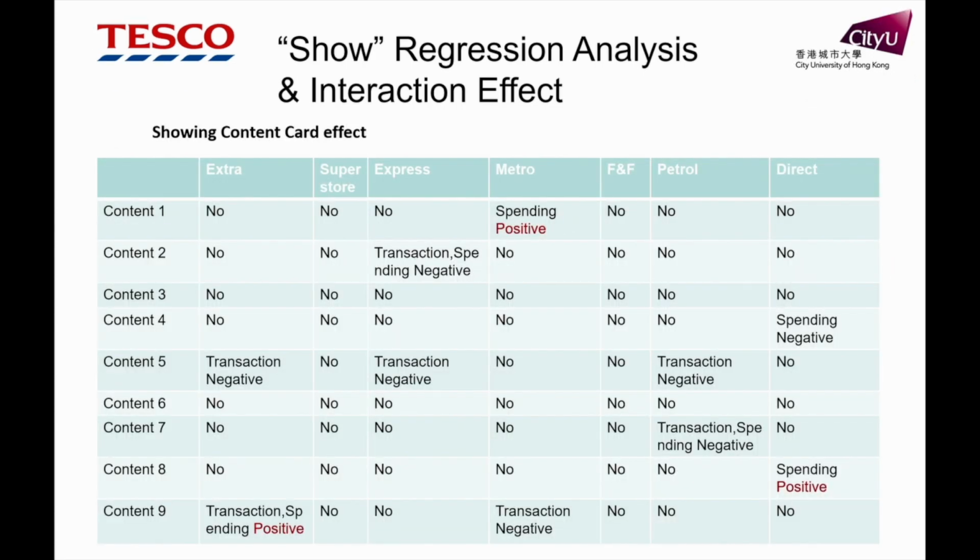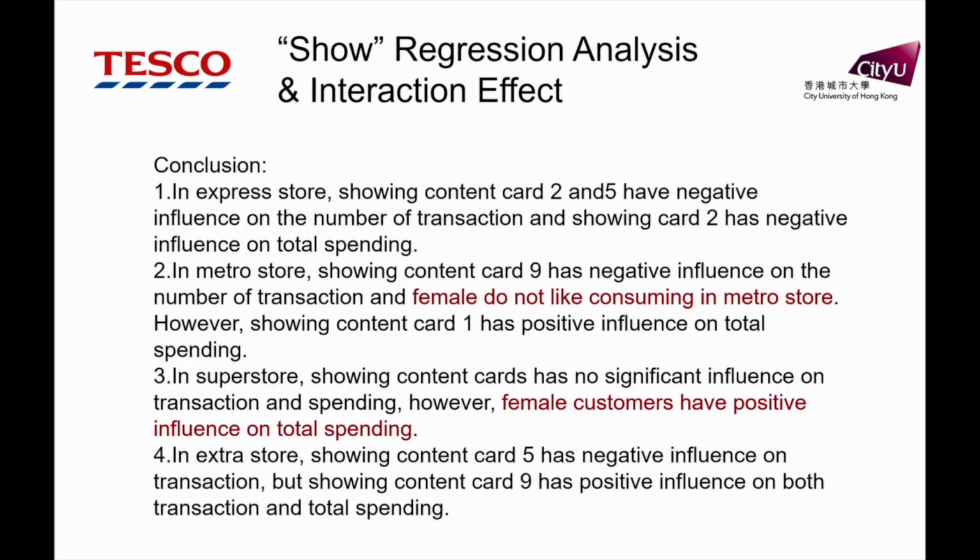To save time, we made a table to show all the results. Here we can see only 3 positive influences, and content card 5 has a bad influence on up to 3 kinds of stores. In addition, we also know that females do not like consuming in Metro store, and they have a positive influence on total spending in Superstore.